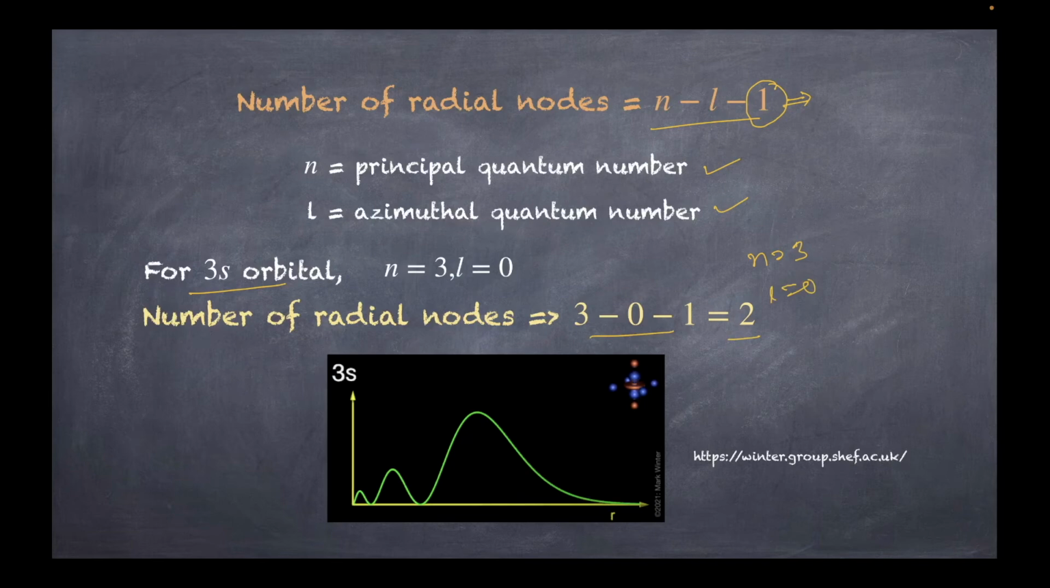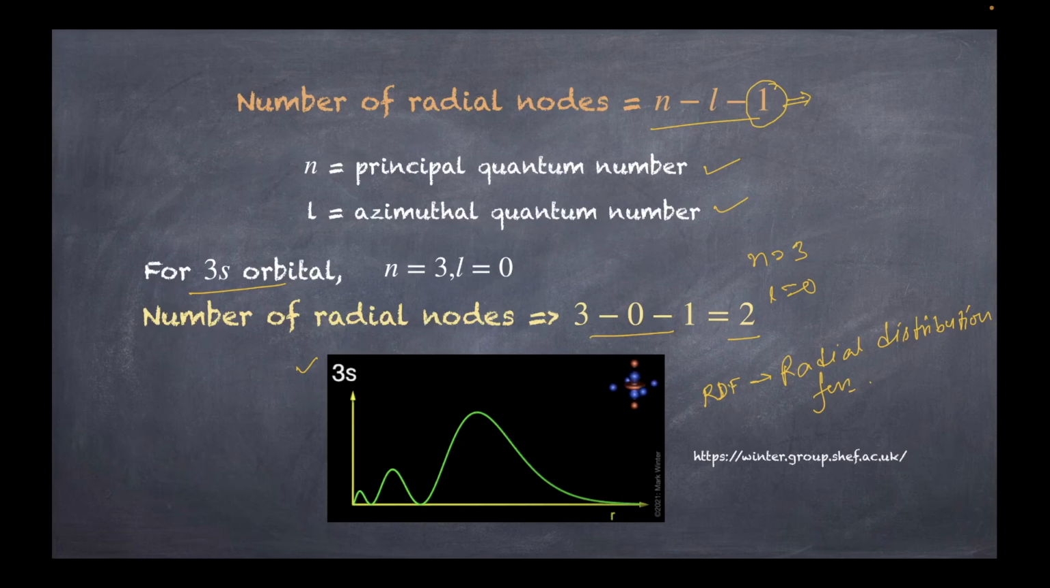Now let's look at this picture here. This is the plot of radial distribution function, in short RDF, which is the full form of radial distribution function, as a function of r, which is the distance from the nucleus.